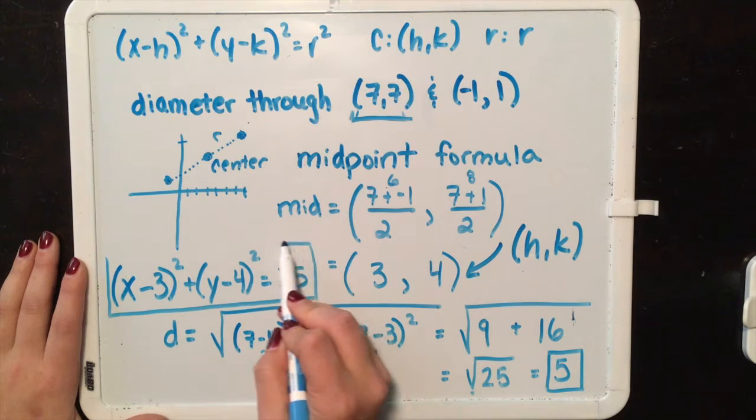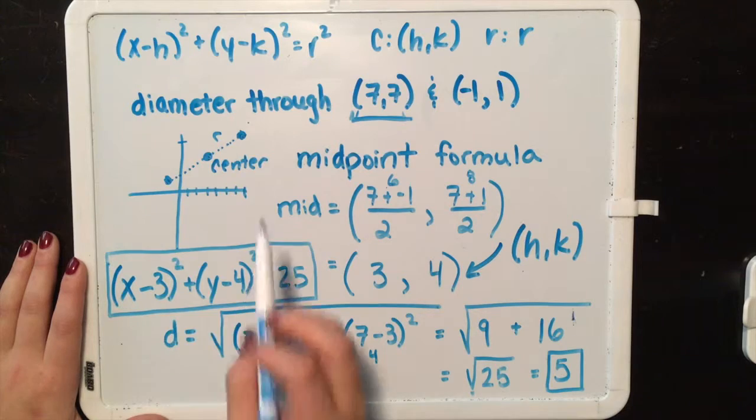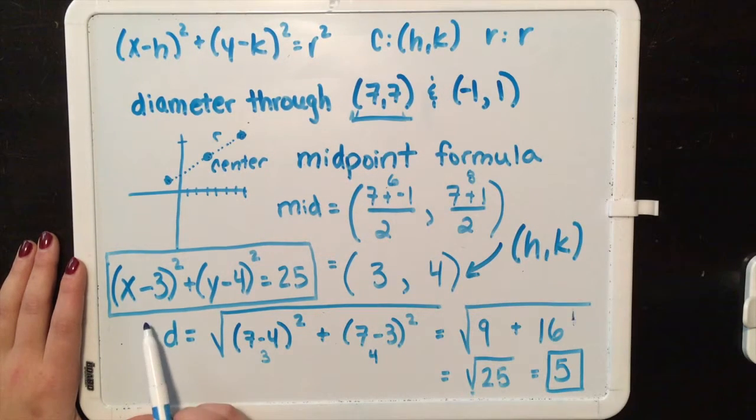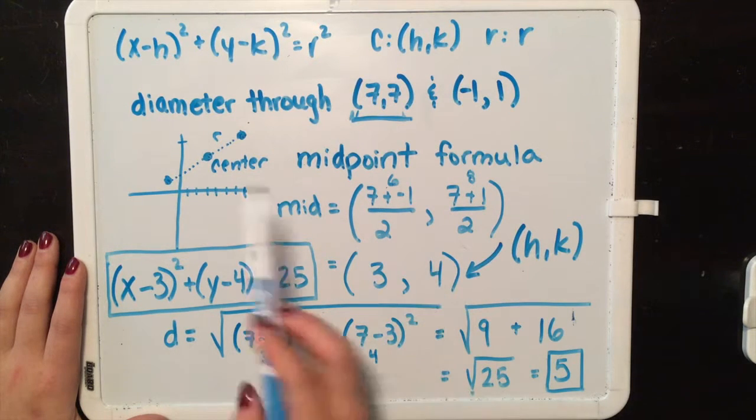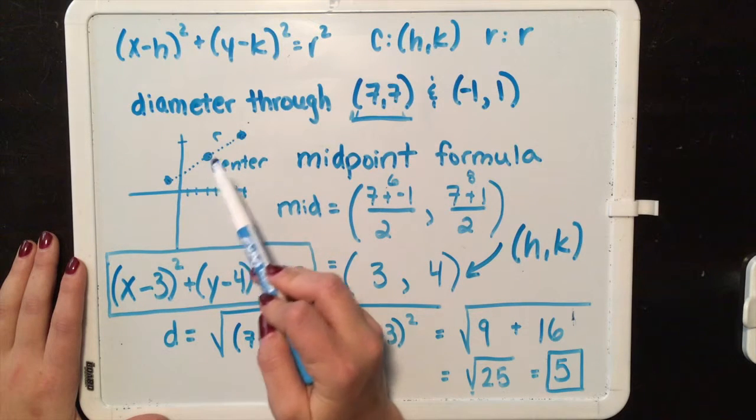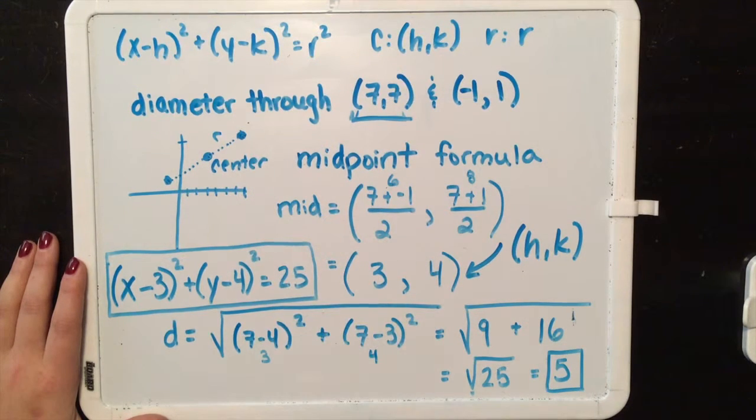So with just knowing that the diameter went through these 2 points, we were able to generate the equation of a circle by finding the center, which was the midpoint, and the radius, which was the distance between the center and another point on the circle.